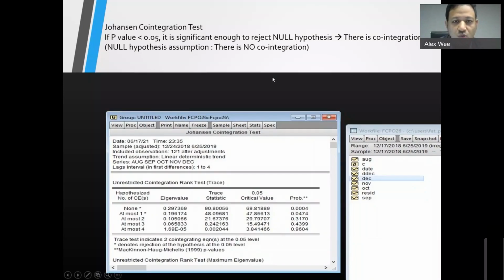If the p-value is less than 0.05, it is significant enough to reject the null hypothesis. The null hypothesis is that there is no co-integration. The alternative hypothesis is that there is co-integration. Therefore, if you're able to reject the null hypothesis because your p-value is less than 0.05, you can prove that there is co-integration. And what does that imply? That implies that you can do intermarket modeling with it, and you can do spread trading.